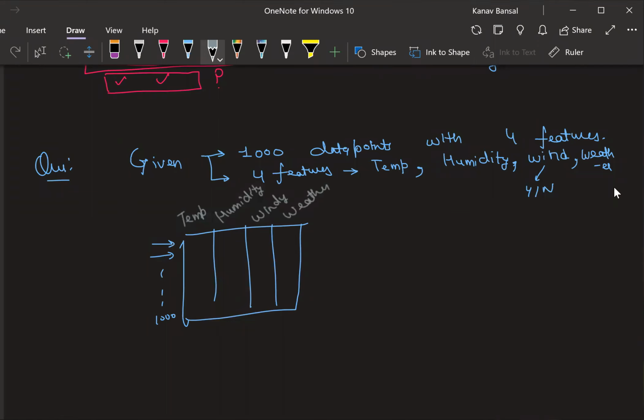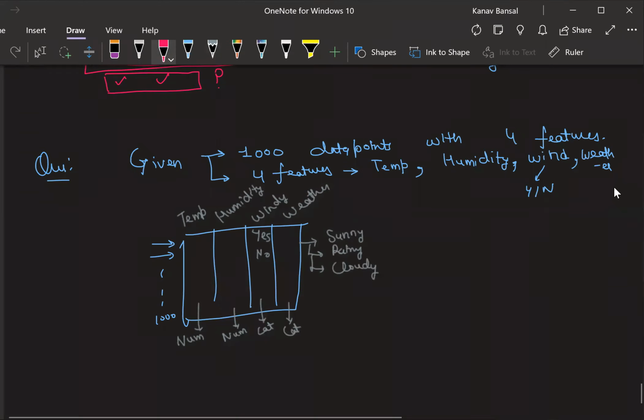Now let me also explain what these columns are. Temperature is going to be a numerical column, humidity is again a numerical column. Windy is going to be a categorical column, because it can either be yes or no: yes, it is windy, no, it is not windy. And in weather, it is going to have, let's say, sunny, rainy, cloudy. Let's say these are the 3 different categories, so this is a categorical column.